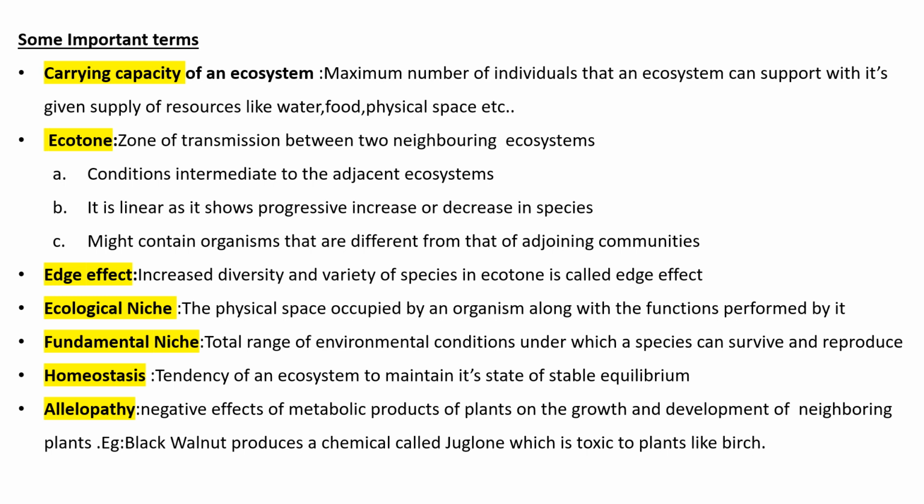Another is a concept called allelopathy. It's a phenomenon where certain plants produce chemicals that inhibit the growth of neighboring plants. An example of a black walnut is given here. So these are the most important concepts that you have to learn for UPSC preliminary from the ecology topic.